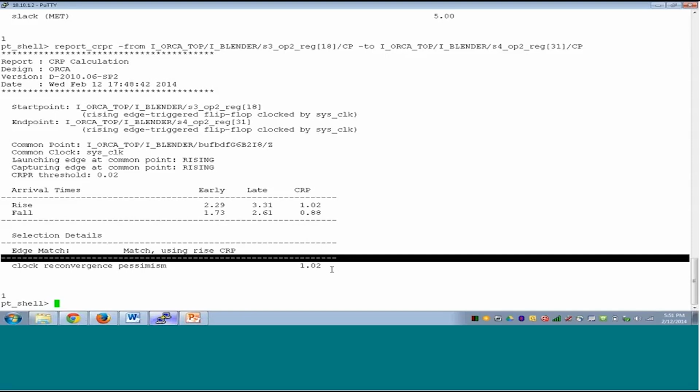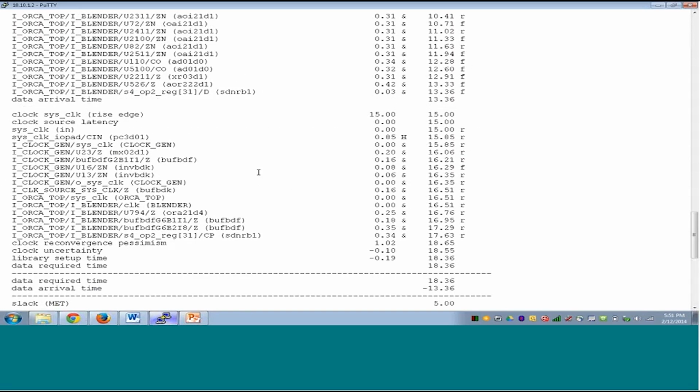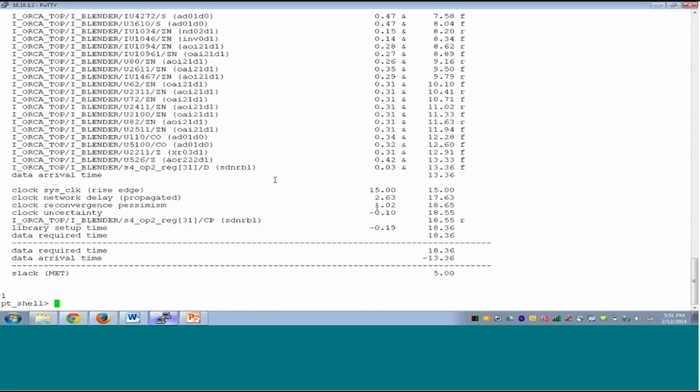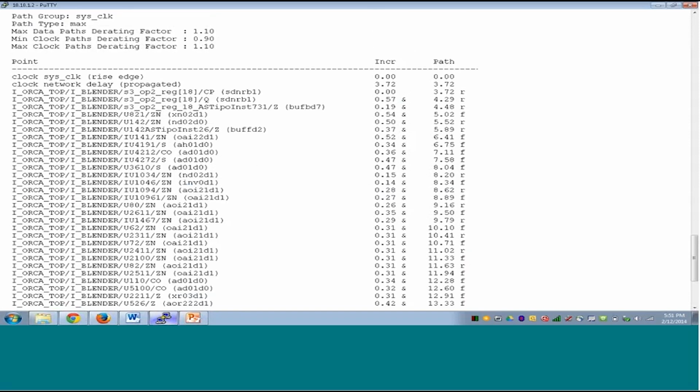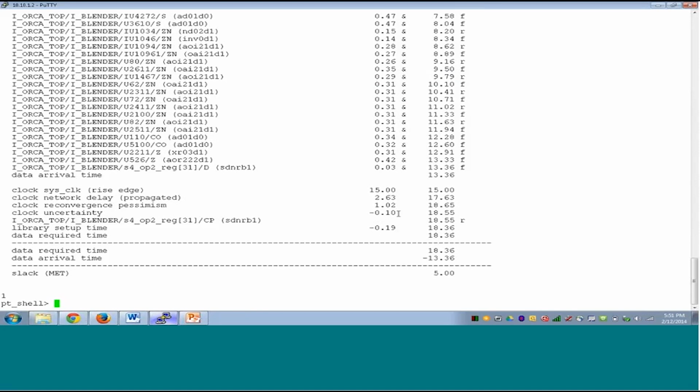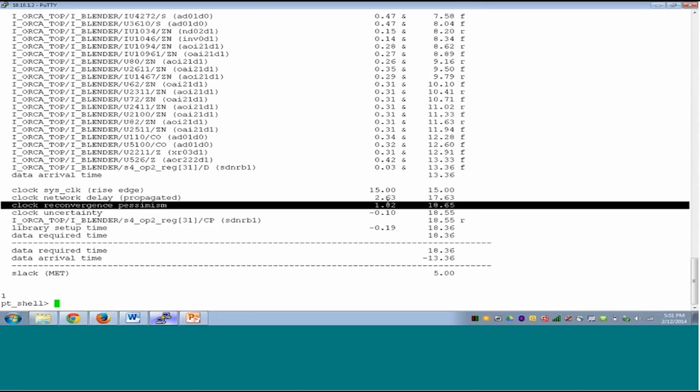Otherwise, if everything is going fine, just make sure that whenever you are worried about clock skew, you have to take into account the CRPR value, because the actual clock skew, the real clock skew, is the reported clock skew adjusted by the CRPR value. So, for example, in this particular report, you see that the clock network delay propagated is 2.63. This is 3.7. So the skew is more than 1.00, but the actual skew is that number adjusted by 1.02. So the actual skew is pretty good in this case. So this is how you debug CRPR.